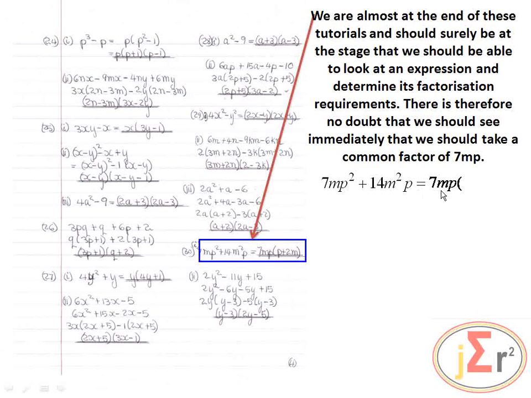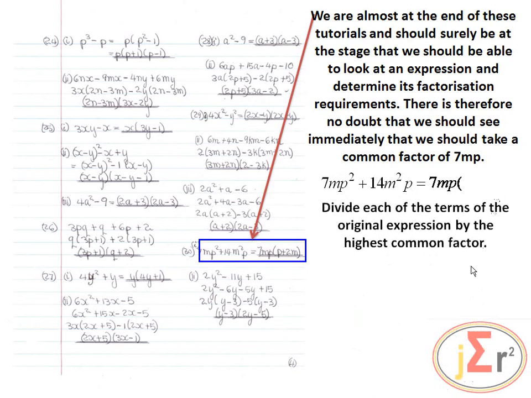into m and m squared. That is the largest power of m that can go into m and m squared, which is m, and also p squared and p. This is quite analogous to quite a few of the expressions that we have factorized so far. And because of the analogy, we expect that in the case that we have the p squared, we will just have p, and in the case that we have m squared, we will just have m. So divide each of the terms of the original expression by the highest common factor.